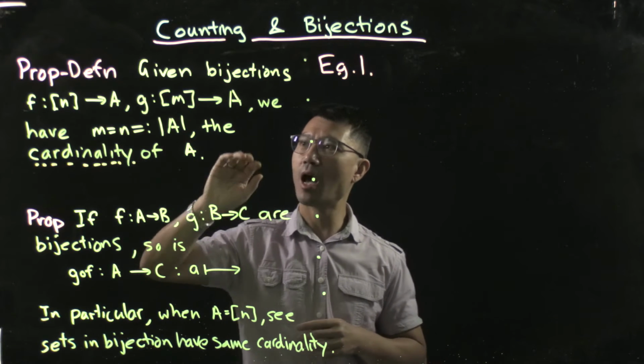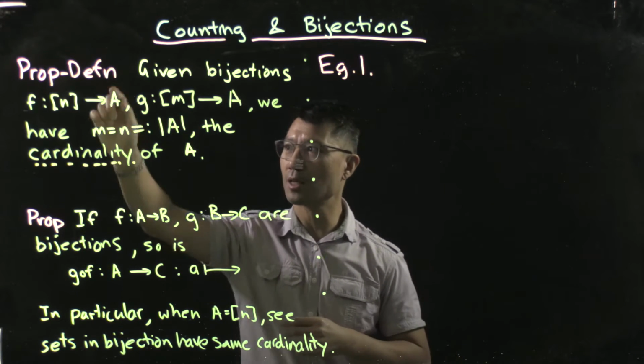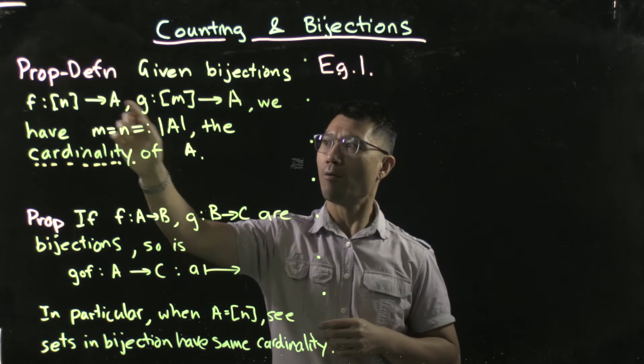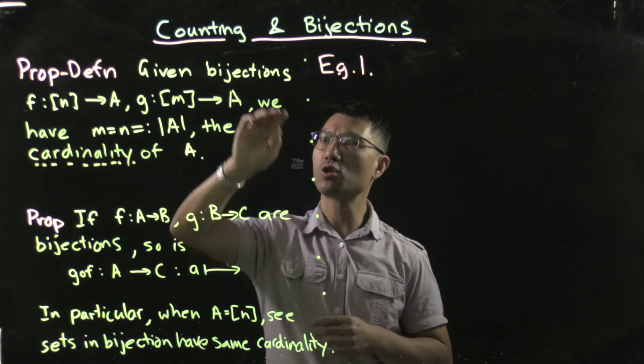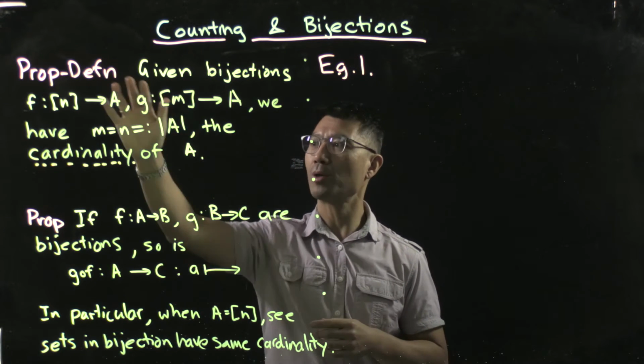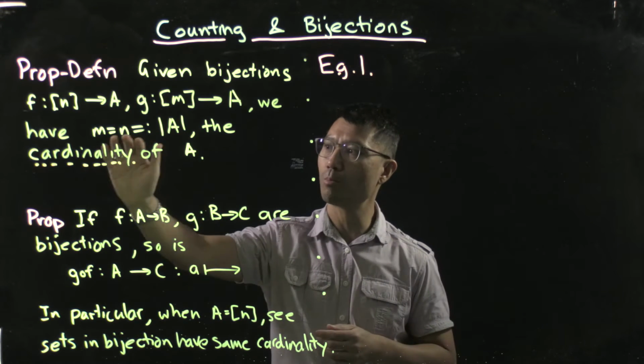And suppose we also have another one, g from m to A, so that means that we're counting the number of objects here, and we would expect this to be n because of this counting function, but it's also m by this counting function, so they better be the same. And the proposition states that yes, we do have m is equal to n.